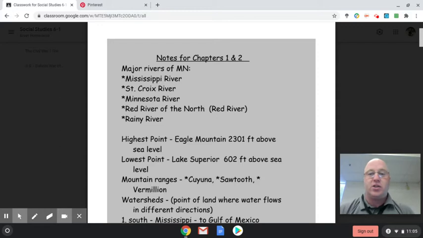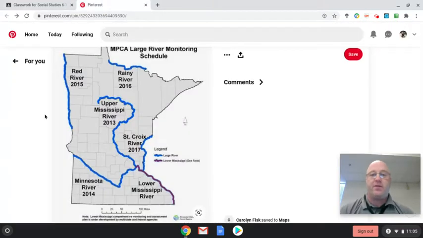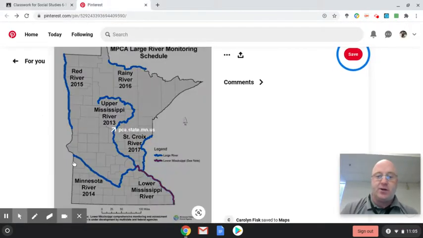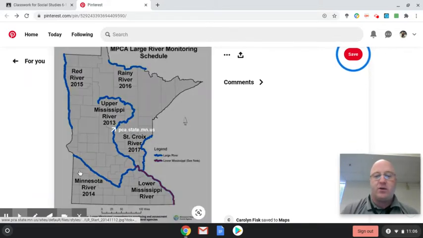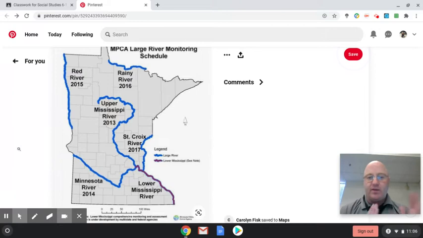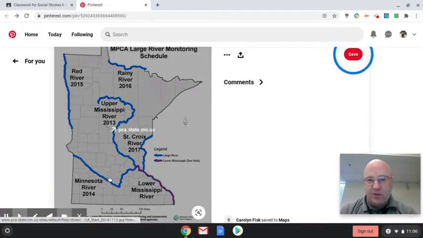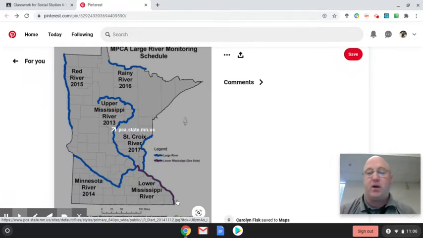Notes for this chapter. You can see in Minnesota we do have 5 major rivers. They're listed right there in your notes, and here is a map of them. So we have the Minnesota River, and ignore the years on this map that I'm using. It doesn't mean anything. So the Minnesota River down here, you can see it starts over here, flows up, and eventually it joins the Mississippi River, which is right here. And the Mississippi River starts at Lake Itasca here, comes all the way down, forms part of the border between Wisconsin and Minnesota, and then it continues flowing all the way down to the Gulf of Mexico.